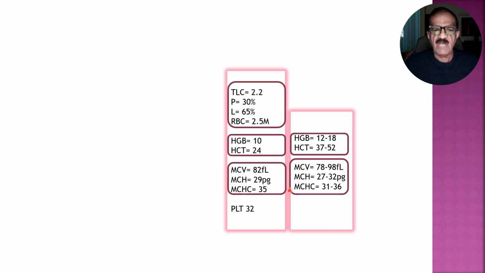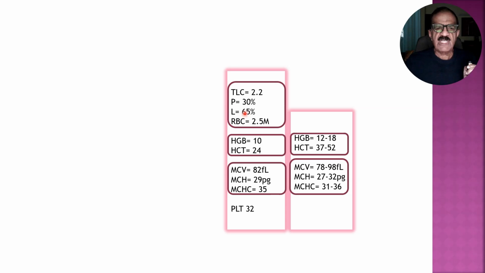In this case, it would be mandatory to go to the WBC section also. See, total count is reduced. That points toward the bone marrow etiology. And polymorphs are also reduced, only 30%. They should normally be about 65-70%. Lymphocytes are increased. So the polylympho ratio is actually reversed, in the background of reduced total count. So this would be suggestive of bone marrow depression.